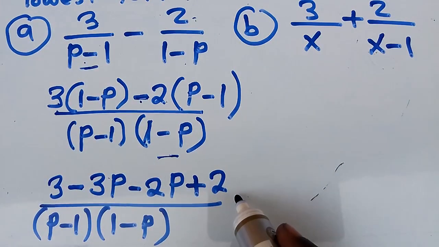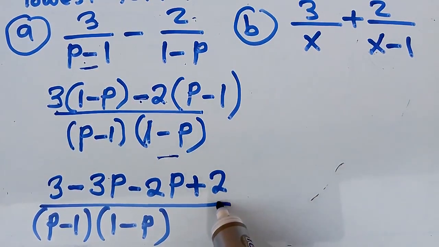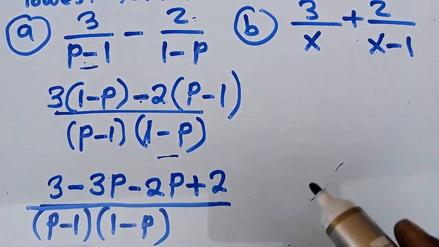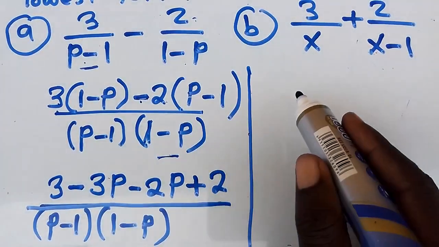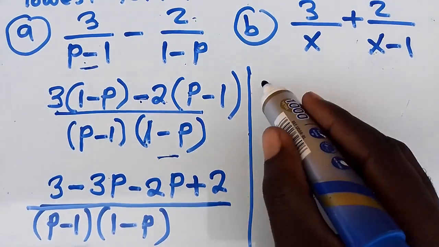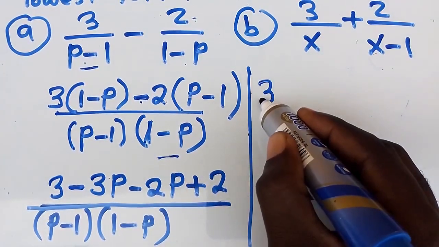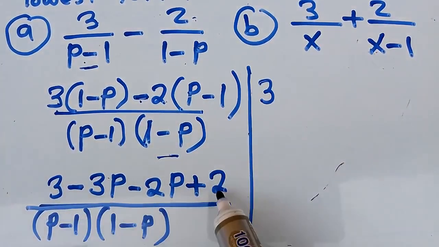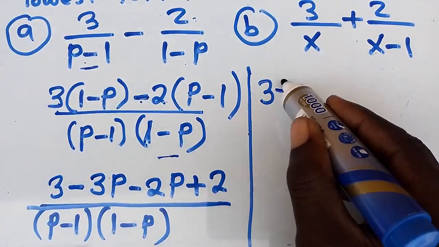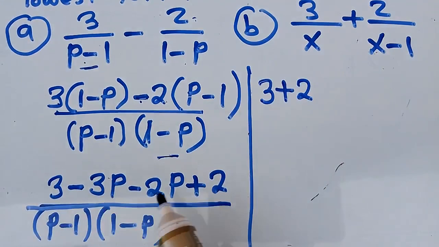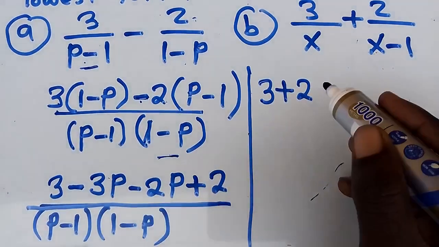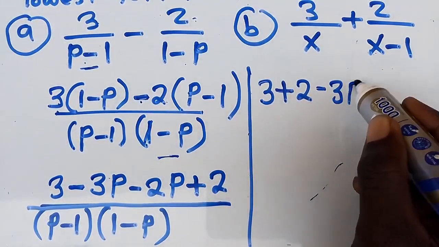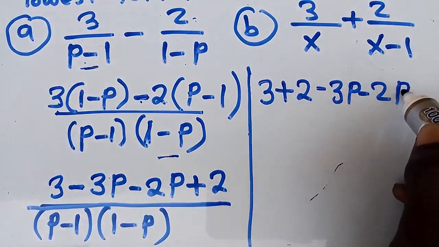Then from here now, what is the next thing? The next thing is grouping of like terms. You group like terms together. So I'm going to continue from here. I group what? Like terms. So I've got a 3 there. Then 3, the other term is 2. These are like terms. Then I've got negative 3p minus 2p.